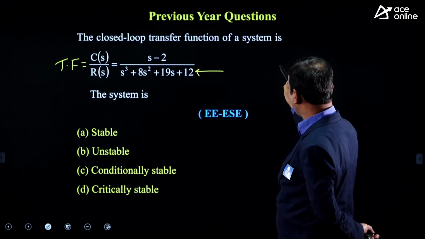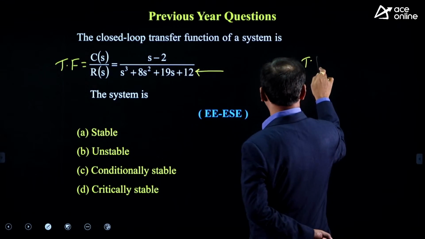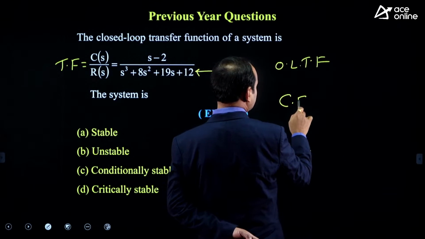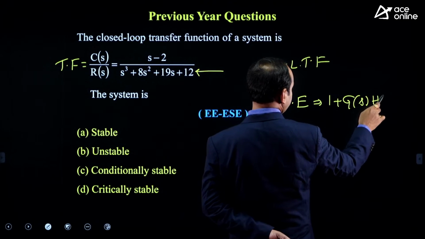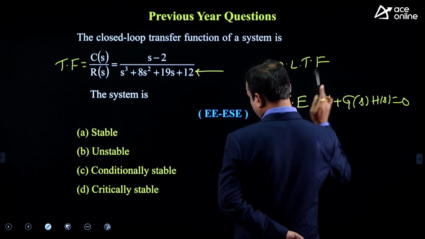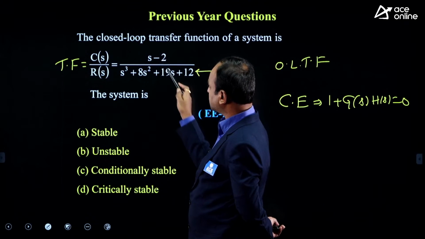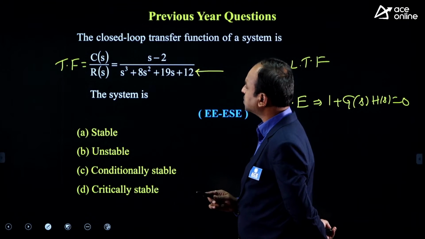If the examiner has given an open loop transfer function, then for the characteristic equation we have to use the formula 1 plus G(s)H(s). The question is given like this. Here the closed loop transfer function is given directly, so take the denominator.